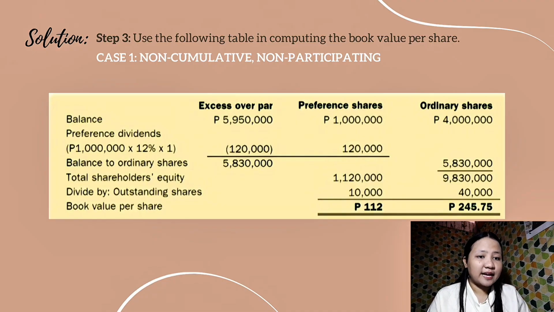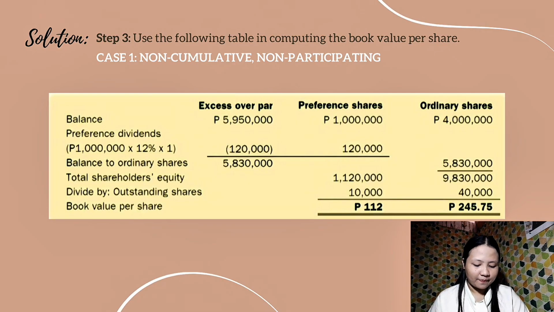So our balance in the excess over par is 5,830,000. Then this excess of 5,830,000 will be brought to the ordinary shares column. So let us reflect that. Our total shareholders' equity for preference share is 1,120,000, and the total shareholders' equity for ordinary shares is 9,830,000. Then we will divide it by the outstanding shares: 10,000 for preference and 40,000 for ordinary shares.